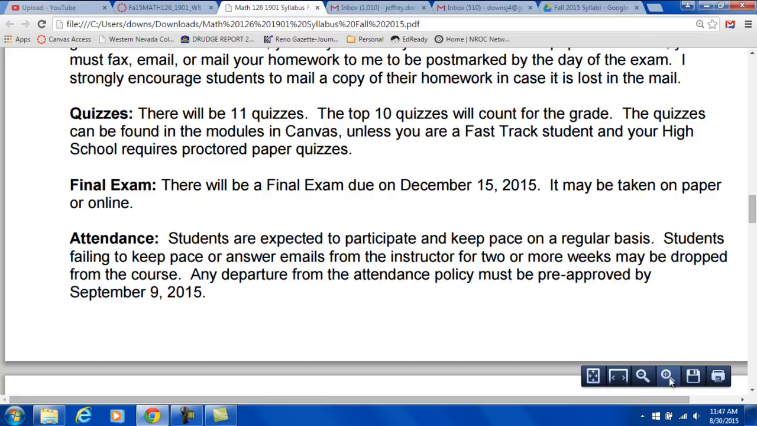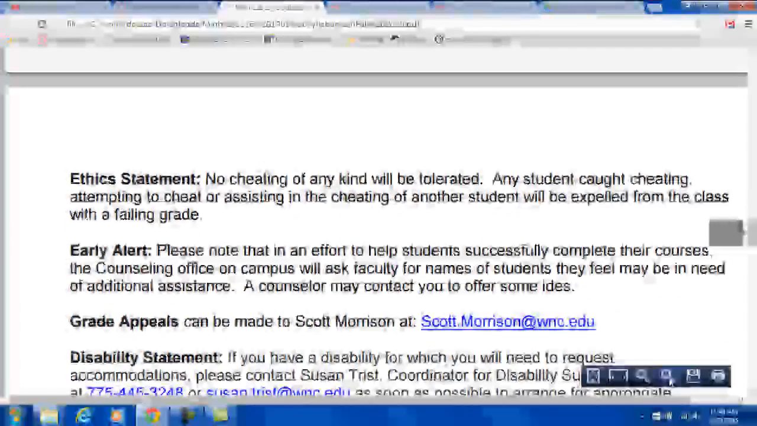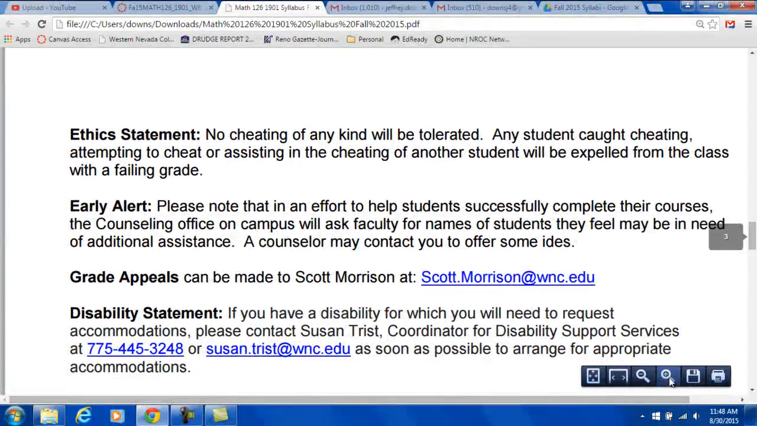Students are expected to participate and keep pace on a regular basis. Students failing to keep pace or answer emails from the instructor for 2 or more weeks may be dropped from the course. And that's more for the traditional class. But you really need to keep pace with the class. If I see you're falling behind, I'm going to try to contact you and see what's going on. And I'm talking there about quizzes, or if you're not getting the homework done when it's due.